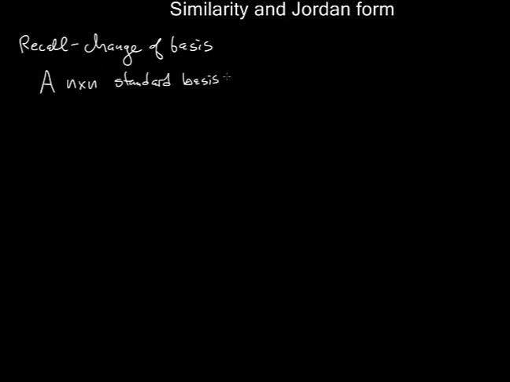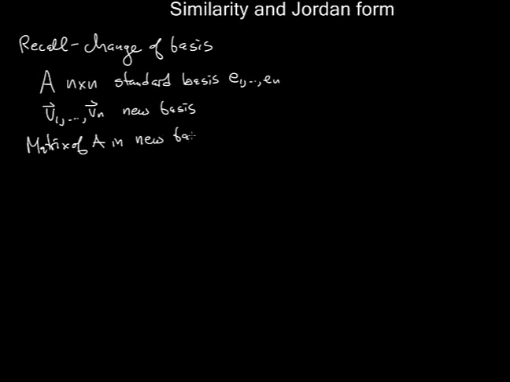You have an n by n matrix with respect to the standard basis, of course. And now you have a new basis v1 through vn, and you get a matrix with respect to that basis. And what is that matrix? Well, we've seen several times already that the way you get that is you take S inverse AS, and I'll call that A prime for the new matrix, where S is the matrix that you get by putting the vectors v1 through vn into a matrix as columns.